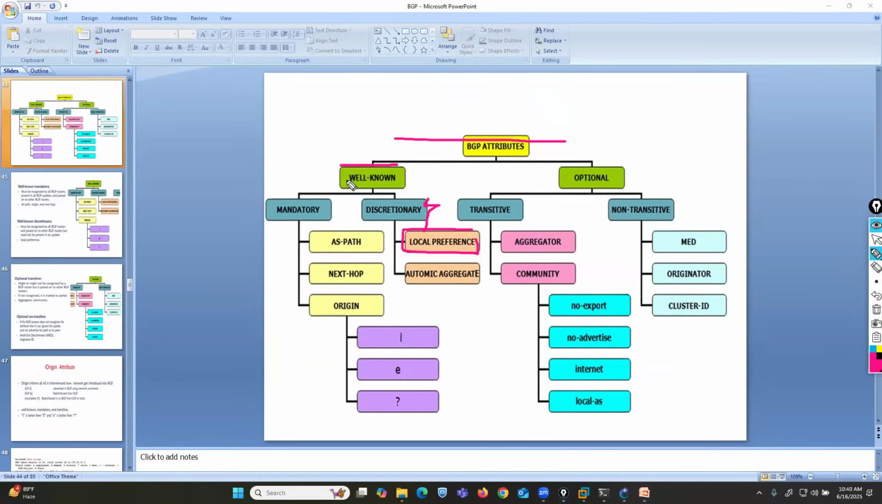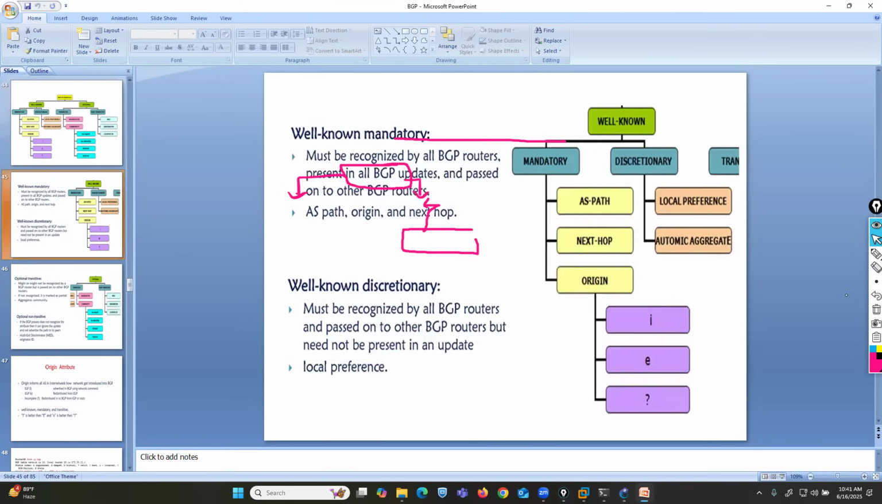In well-known, we have two options: well-known mandatory and well-known discretionary. What is mandatory and what is discretionary? Well-known mandatory must be recognized by all BGP routers and present in all BGP updates. These are AS path, next hop information, and origin information. These must be present in the BGP update. It's required.